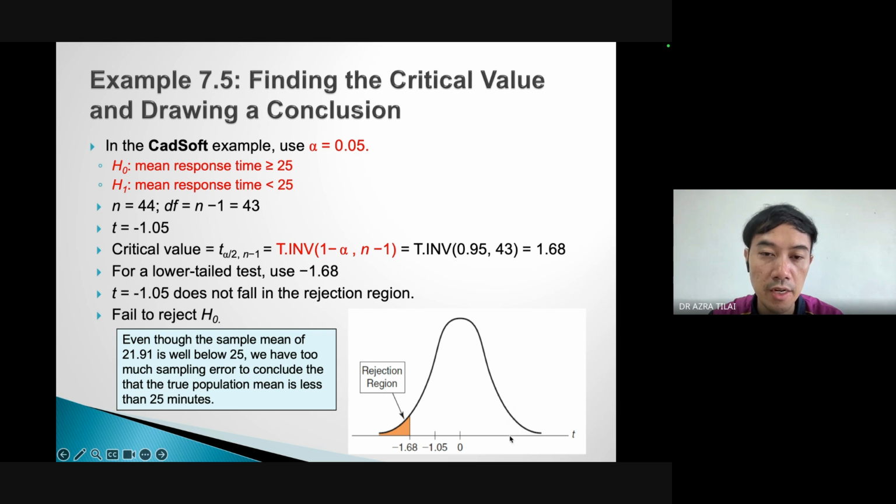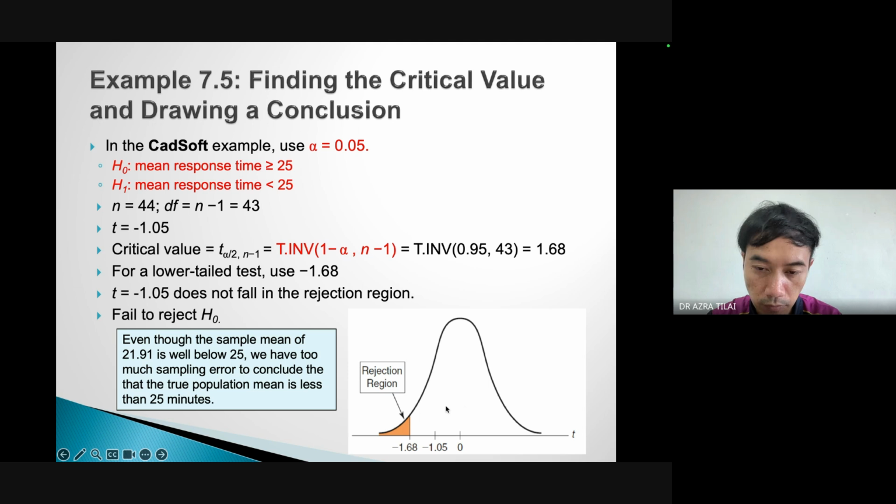So when you do the calculation, of course all of this information is given. For example, the number is 44, and then you have the formula whereby n minus 1 is 43. In order for you to find the critical value, because you want to know whether to reject or accept, how do you know it is 1.68? Okay, because we are using the level of confidence.